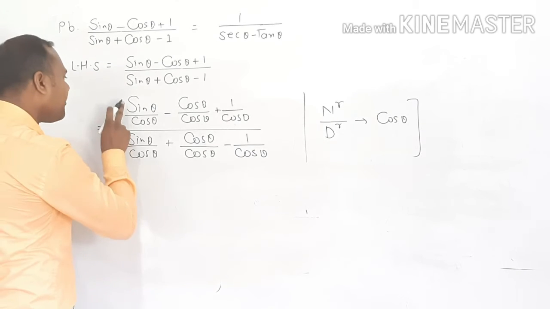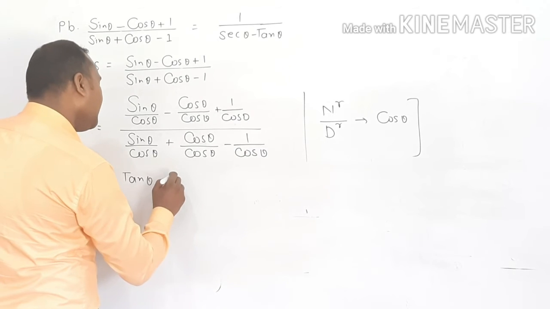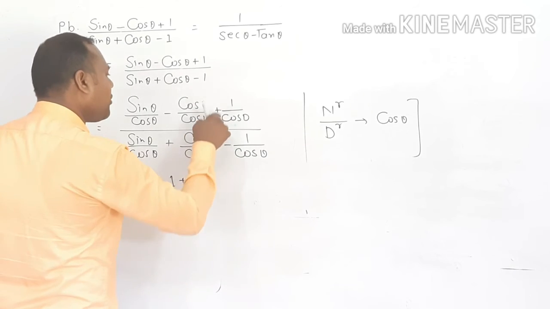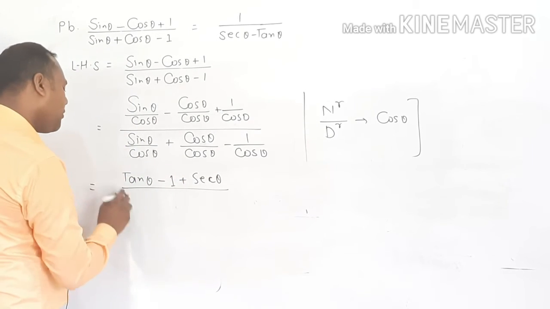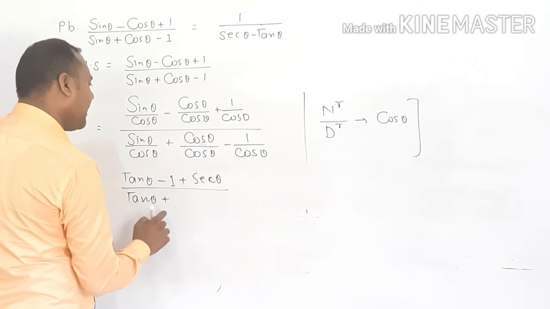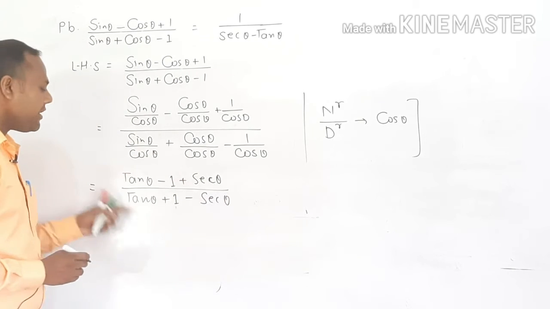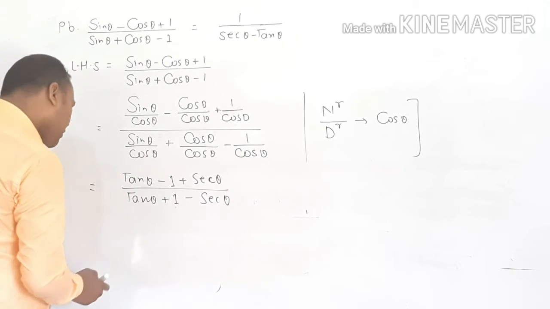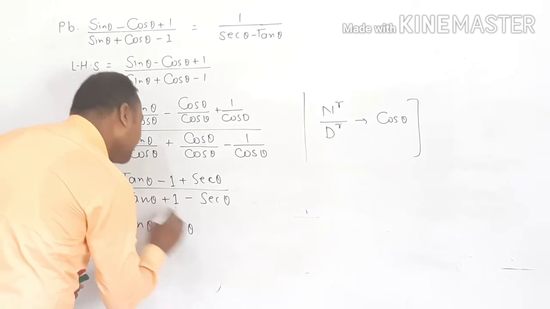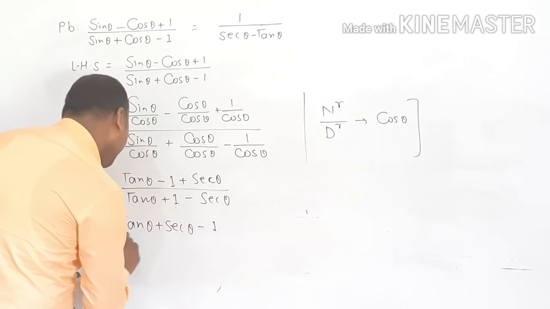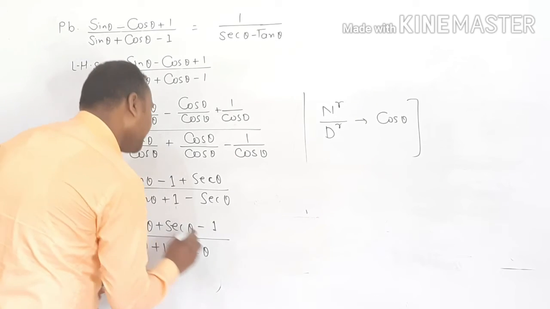So sin θ upon cos θ is tan θ, minus cos θ upon cos θ means 1, and 1 upon cos θ means sec θ. And in the denominator, tan θ plus 1 minus sec θ, according to the previous question. That means we have tan θ plus sec θ minus 1 divided by tan θ plus 1 minus sec θ.